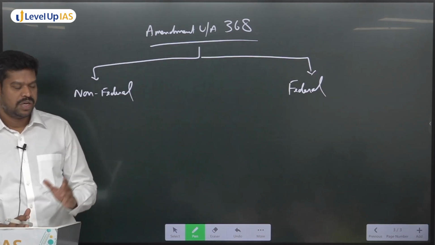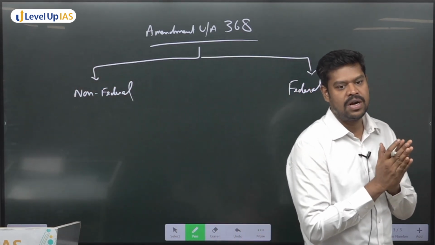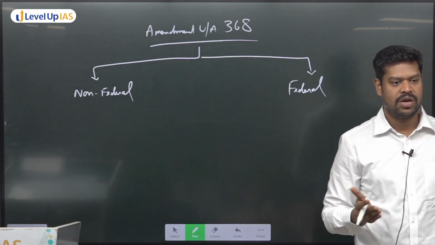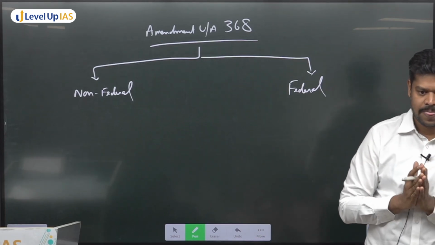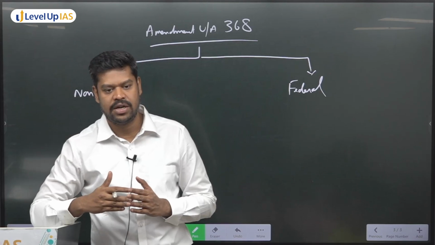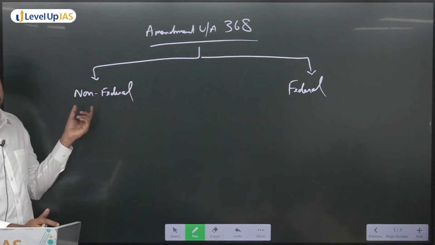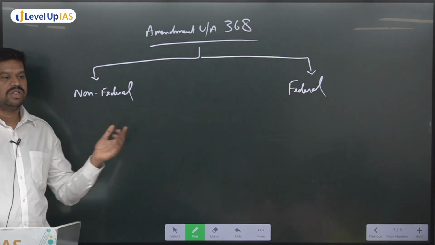Can you think of some examples where, if some provision is amended tomorrow in the constitution, it is in no way going to increase the power of the center or reduce the power of the states, or increase the power of the states vis-a-vis the center? Is there any such provision? If amended, it will have no effect on the center-state relationship. To put it in a very simple way, non-federal provisions are those which, if amended by the Parliament, will have nil effect on the center-state relationship.